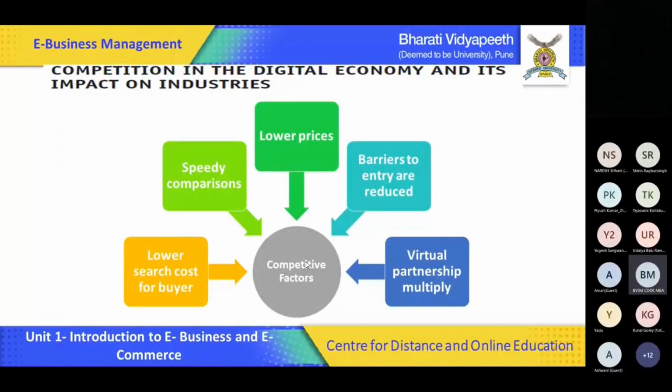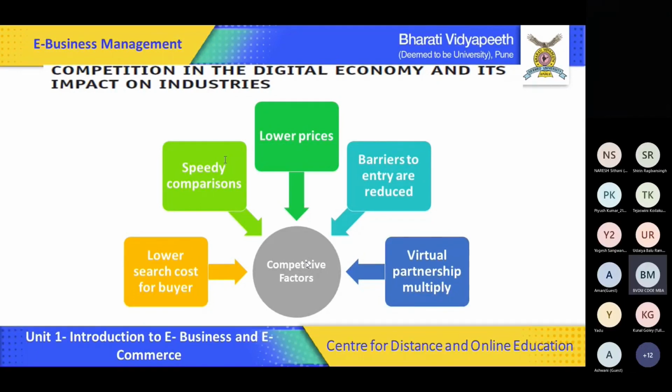Now let's see the competition in the digital environment and its impact on the industry. What kind of competition is happening when we talk about the e-environment and what kind of impact it is creating in the industry, right? Digitalization has reshaped the competitive dynamics in the economy and it has created new markets and transformed the existing ones. So this has presented a lot of competition, a lot of challenges for the authorities, right?